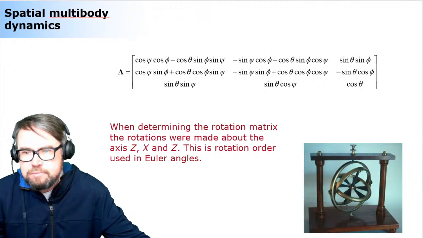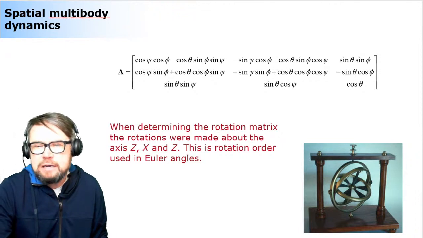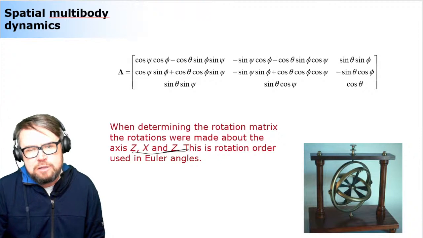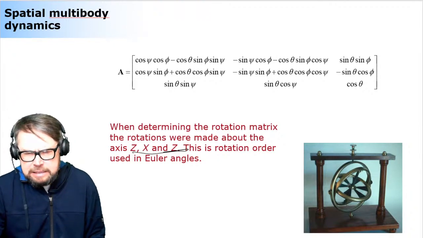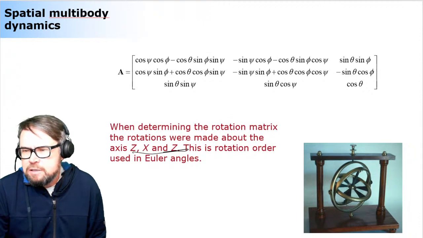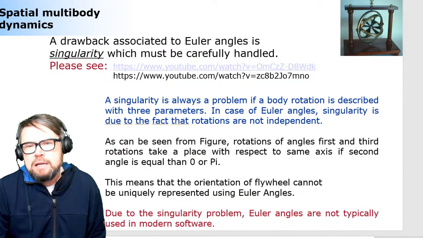Okay. Now, this was already mentioned. Those are this axis, so this sequence of rotation is very often used. It could be something else. It doesn't make any difference really. For drawbacks and advantages of the method, it's still going to be the same.